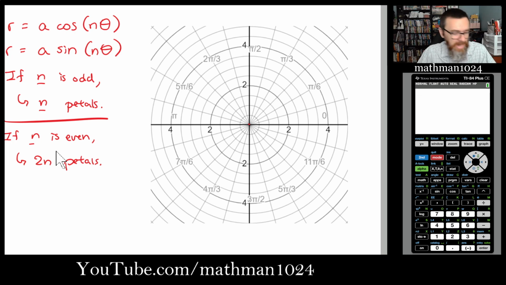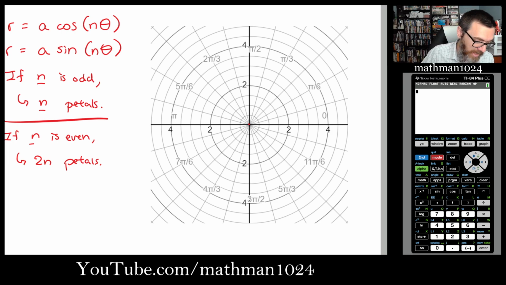Now, this is all provided that a is not going to equal 0, because if a is 0, you just have r equals 0, and that's just kind of boring. n is going to be an integer. It's not going to be equal to 0, and it's not going to be equal to 1. Because if you just have cosine of theta or sine of theta, then you don't have a rose. You don't have a flower. You just have a circle, which is kind of boring compared to what we're going to see here.